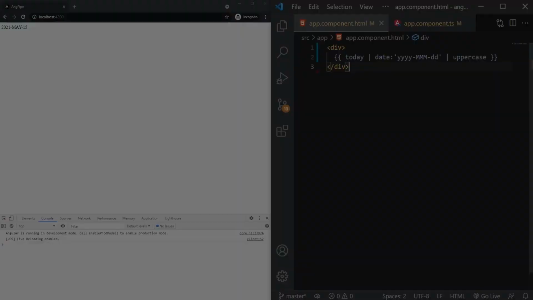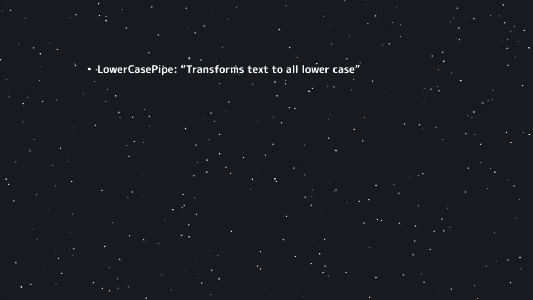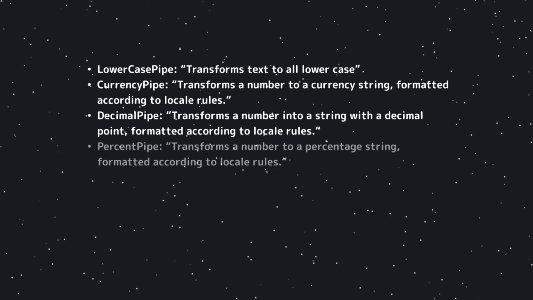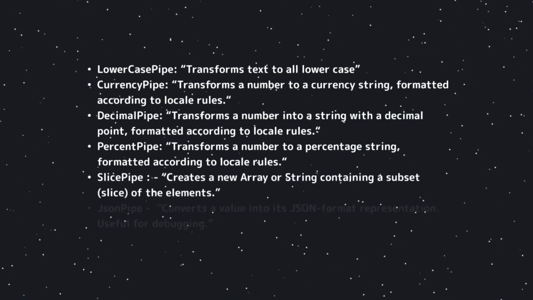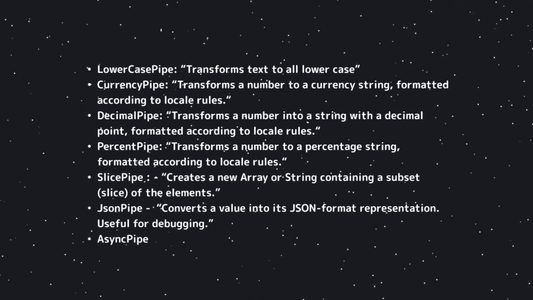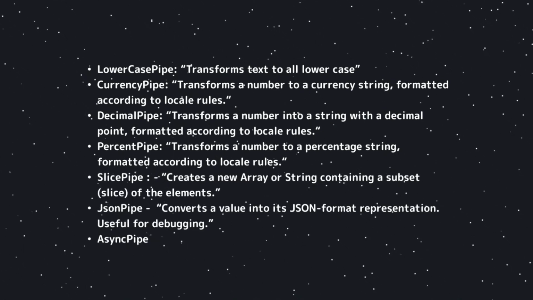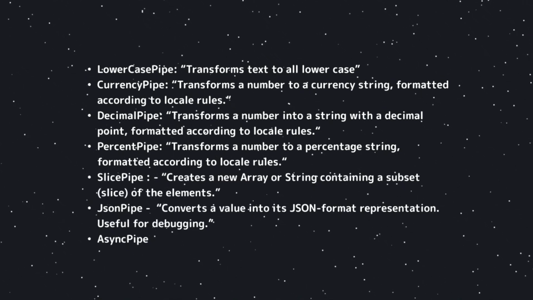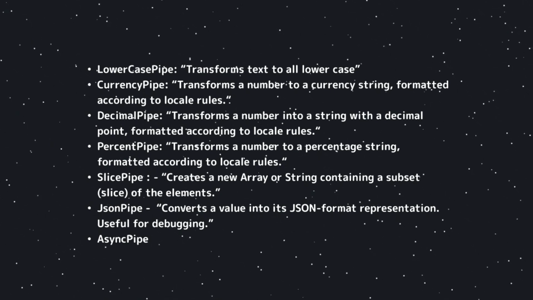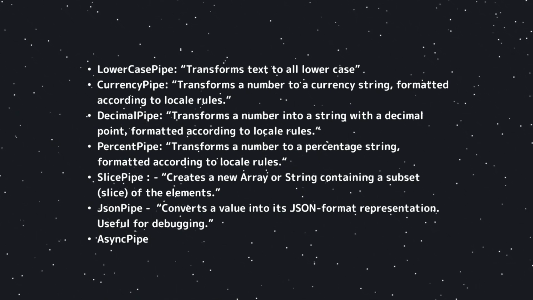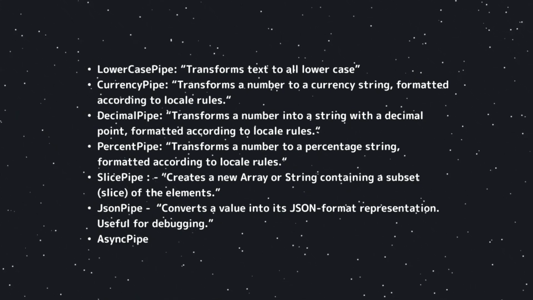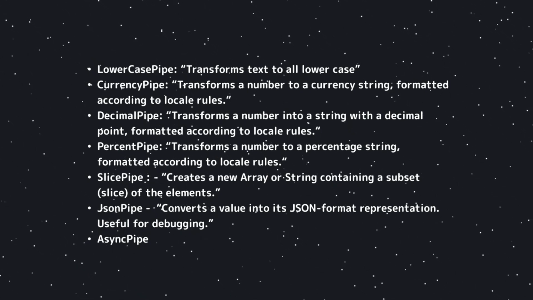Now beside these pipes, we also have the lowercase pipe, the currency pipe, the decimal pipe, the percent pipe, the slice pipe, the JSON pipe, and we also have the async pipe, for which I have a video explaining what it is and how it works, and I'll link that into the corner of this video and in the video description. Sometimes we need more than the built-in pipes, and in cases like that, we have the option to make our own custom pipes.